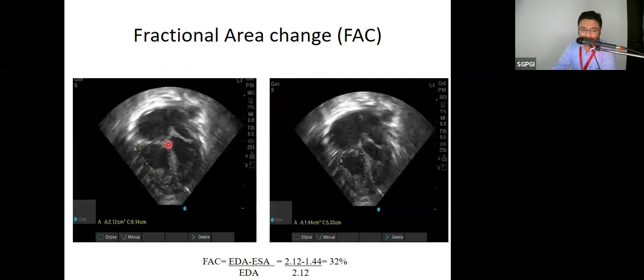As you can see on the left diagram, this is in the diastole, so this area is more. And on the right, this is in the systole. So we have to take this.